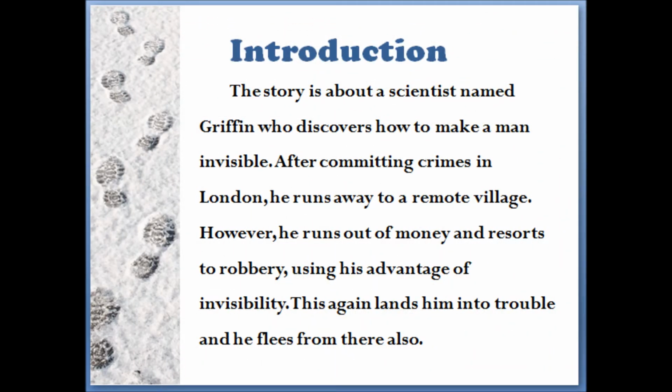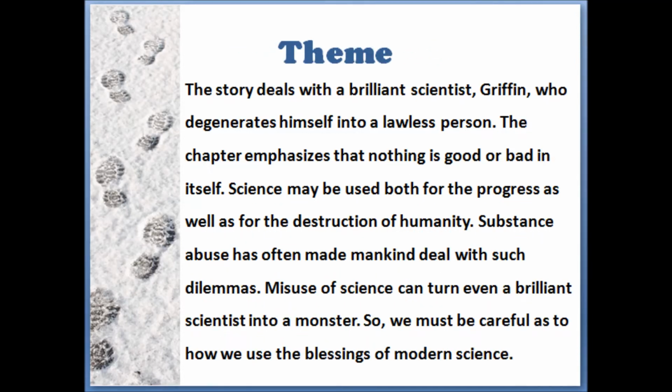Introduction. The story is about a scientist named Griffin who discovers how to make a man invisible. After committing crimes in London, he runs away to a remote village. However, he runs out of money and resorts to robbery using his advantage of invisibility. This again lands him into trouble and he flees from there also.